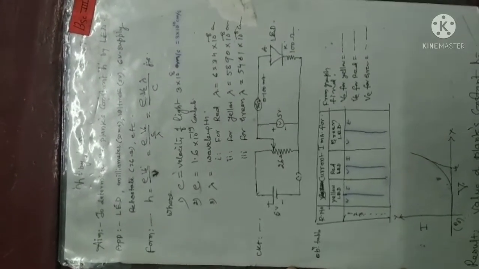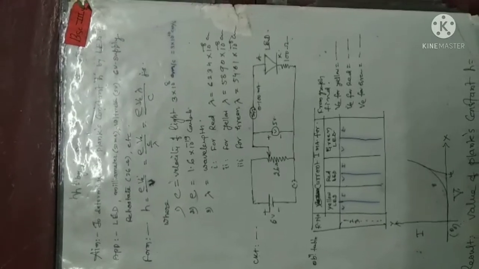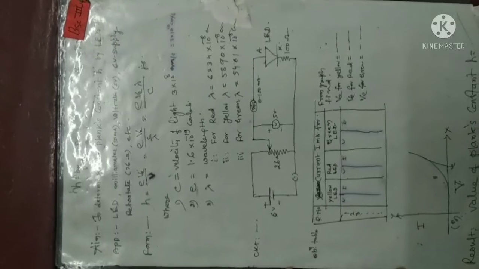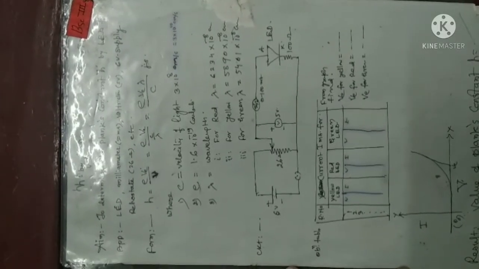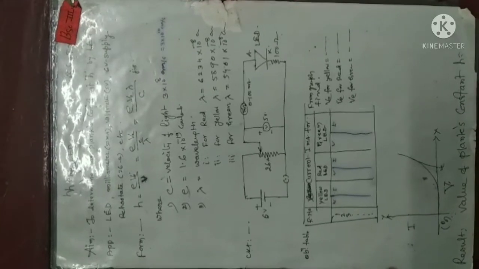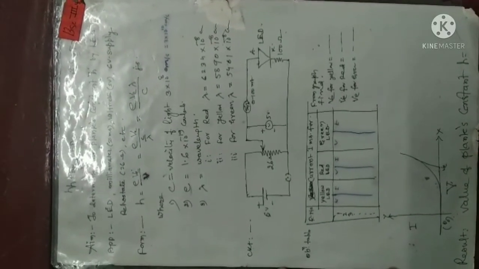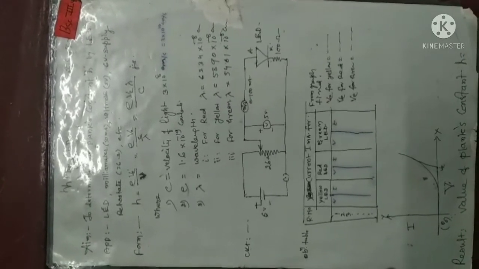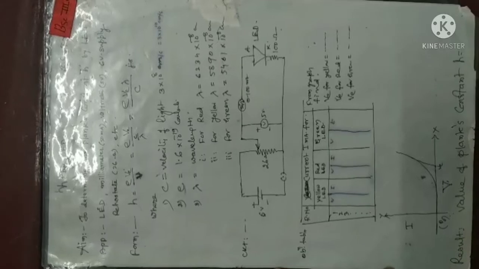The wavelength for red light is lambda equals 6234 times 10 raised to the power minus 8 centimeter. For yellow, lambda equals 5890 times 10 raised to the power minus 8 centimeter. And for green light, it equals 5461 times 10 raised to the power minus 8 centimeter.